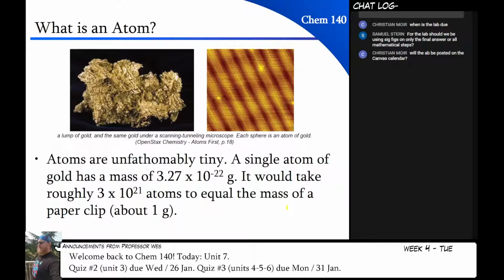Atoms are so small that I can't even imagine this. One atom of gold has the mass shown on the screen, 3 times 10 to the minus 22 grams. It would take 3 times 10 followed by 21 zeros to give you enough gold to equal just a paperclip.